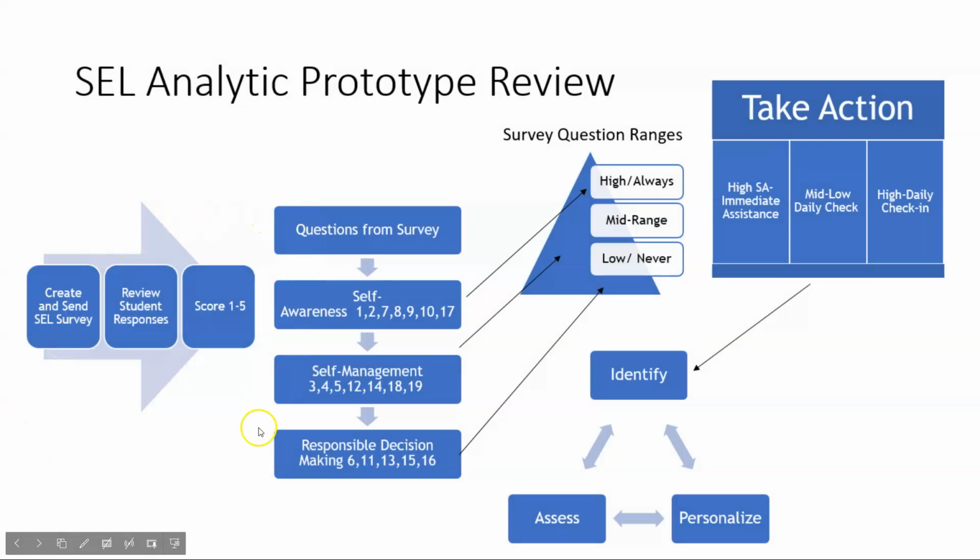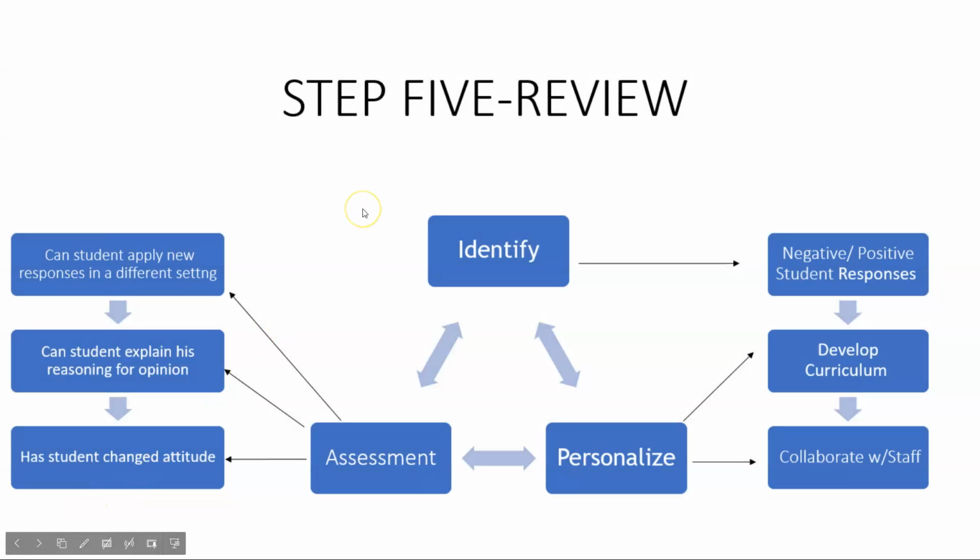So here we have a review of our entire system, how we have it set up by sections, as we had discussed. We also have the review of the steps after we have identified each area of the negative responses, and how we personalize and how we assess. And once we get to that, we might have to start over again.